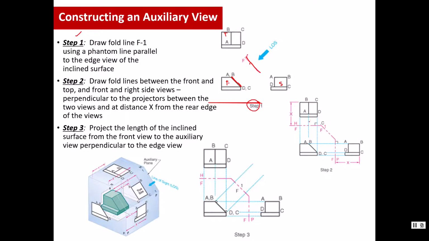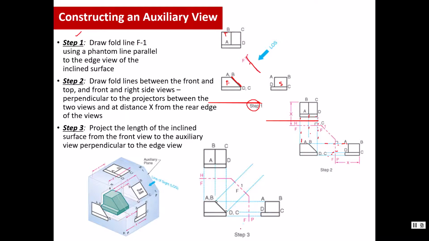Okay, and then draw full line between the front and top and front and right. So after that, we can detail out the other type of line so that we can have more detail and we can easily draw it later.